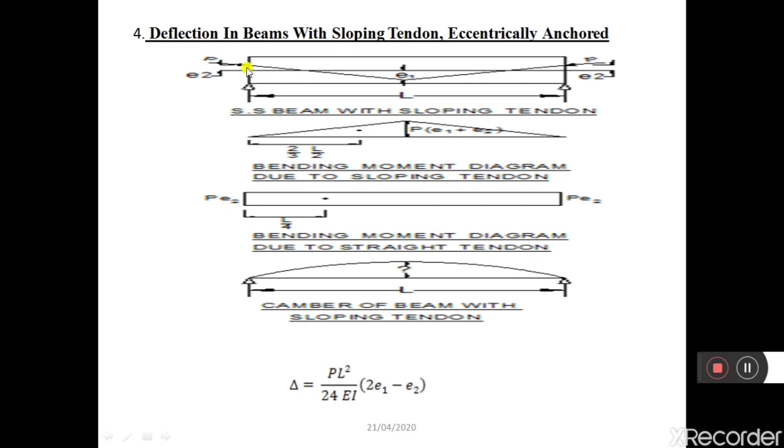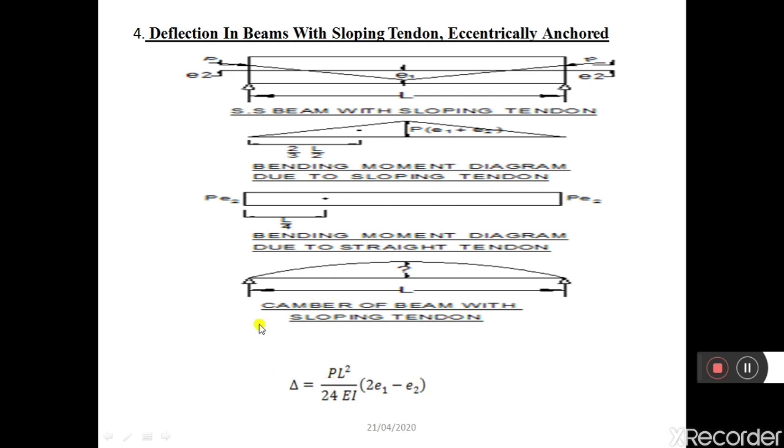Now considering the bending moment diagram for the eccentricity of the supports. So with respect to the support, we have eccentricity of E2. So eccentricity is E2 and force is P. Therefore moment is force into perpendicular distance. Perpendicular distance is this eccentricity. So that is P into E2. So this is the bending moment diagram for eccentricity E2 at the support.